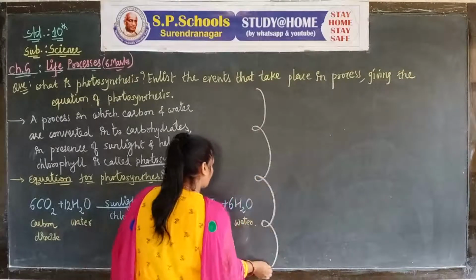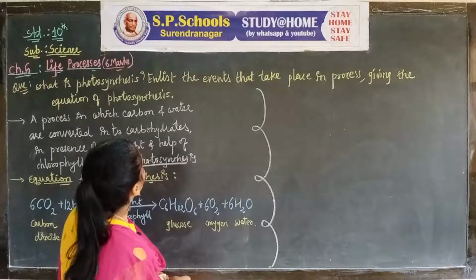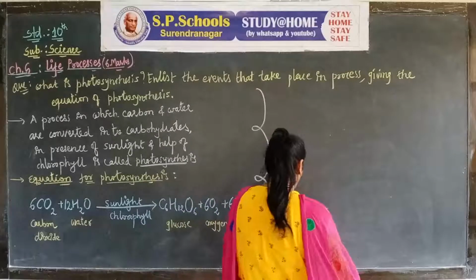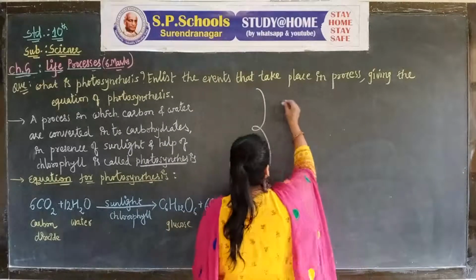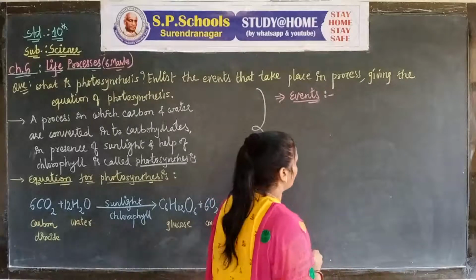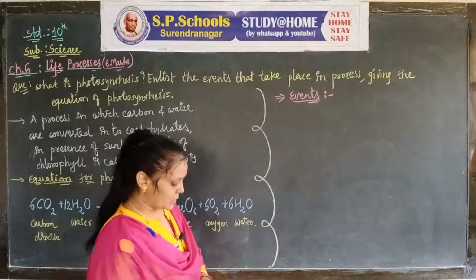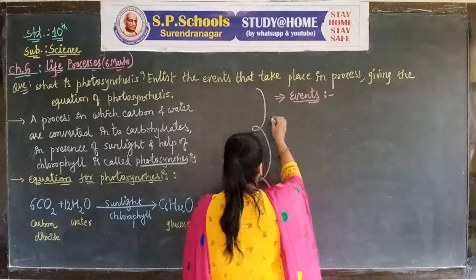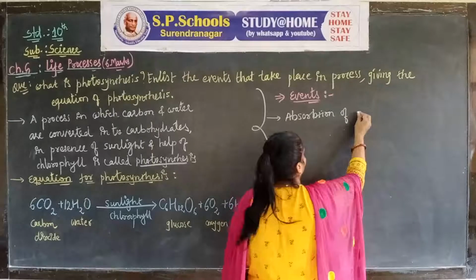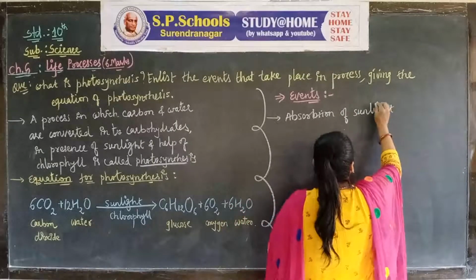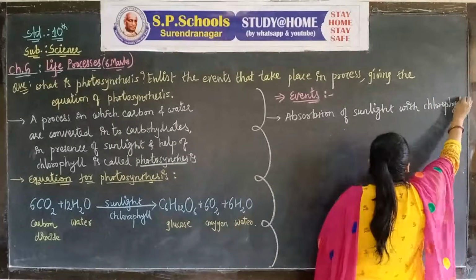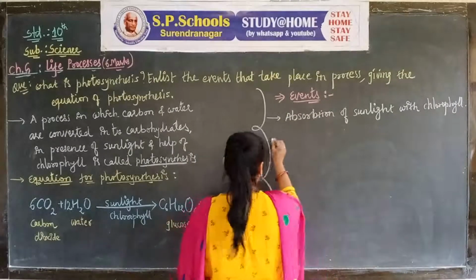Now we go through the question. The question is still remaining: list the events that take place in the process of photosynthesis. If the whole process of photosynthesis is completed, 3 events occur. The first is absorption of sunlight with chlorophyll. Chlorophyll absorbs sunlight.